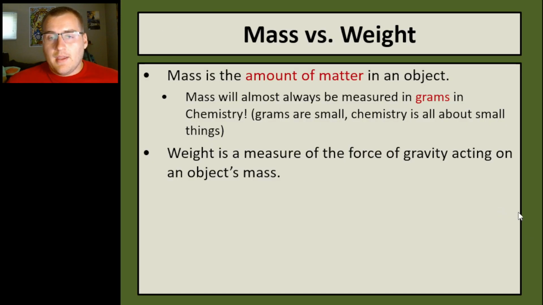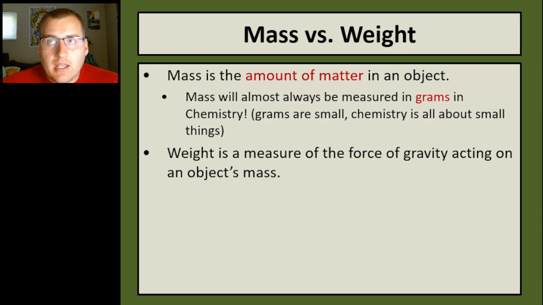Okay. Mass is the amount of matter in an object. Mass will almost always be measured in grams, like I was saying in chemistry. Grams are small. Chemistry is about small things. Weight is actually not quite the same thing as mass, even though in 99.9% of cases it will be. Weight, the technical definition, is the measure of the force of gravity acting on an object's mass.